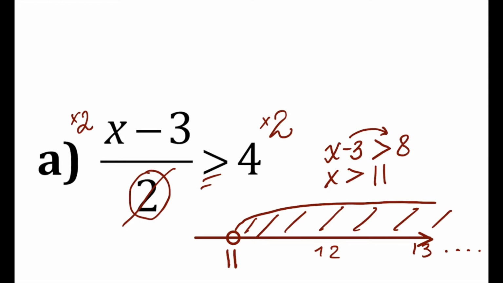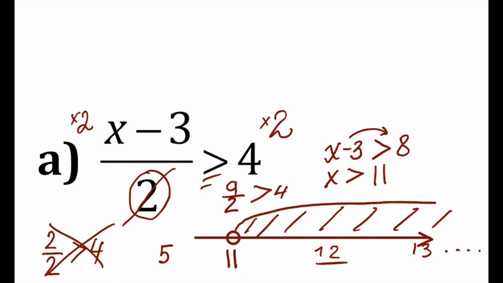And you can check. Let's say x is 5. It's not to scale, but anyway. If x is 5, then you have 2 over 2 greater than 4. Well, that's not true. So that's not included. But if I choose 12, for example, 12 minus 3 would give me 9. 9 over 2 is 4.5, which is greater than 4, so that's good.